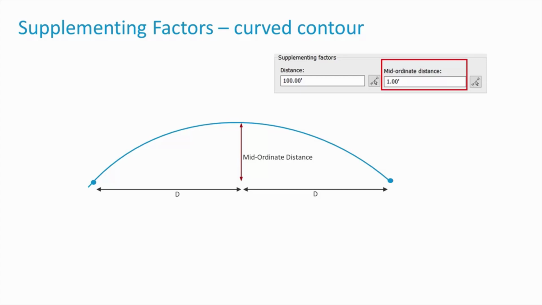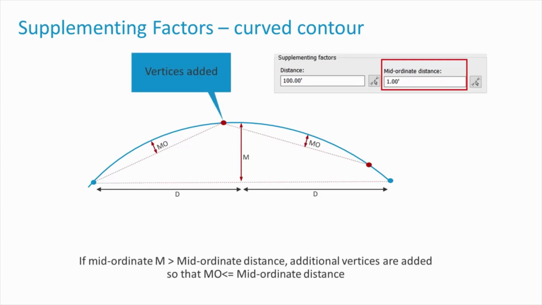If the mid-ordinate distance of the curved segment between two vertices is greater than the supplementing mid-ordinate distance, then additional vertices are added so that the separation of surface triangle sides along the curve will match the specified mid-ordinate distance.